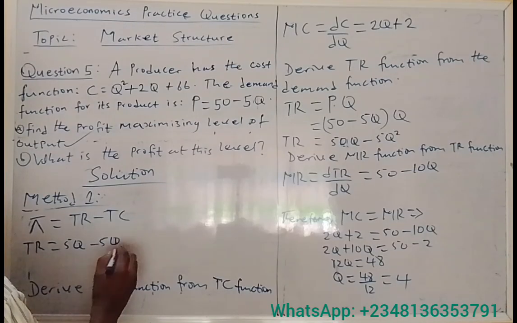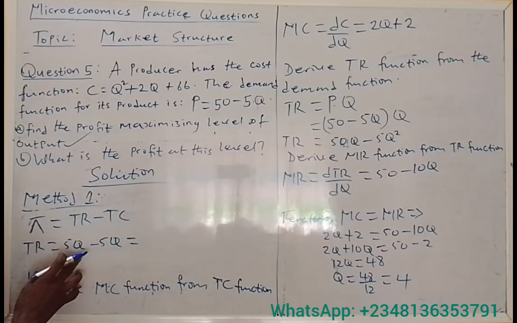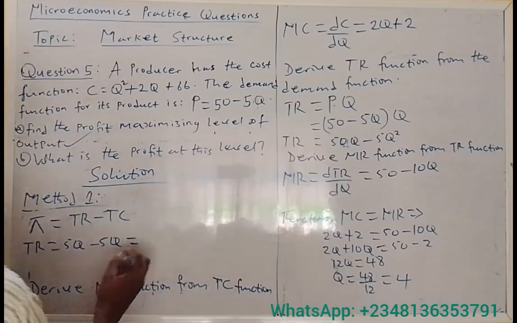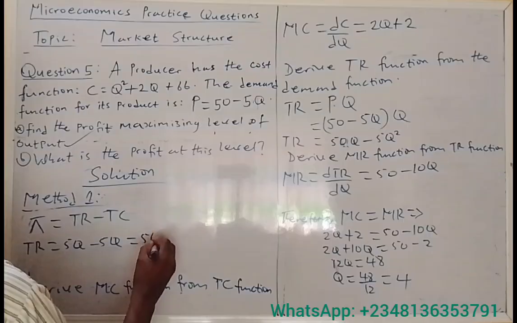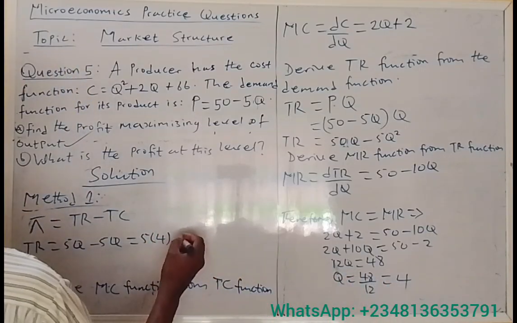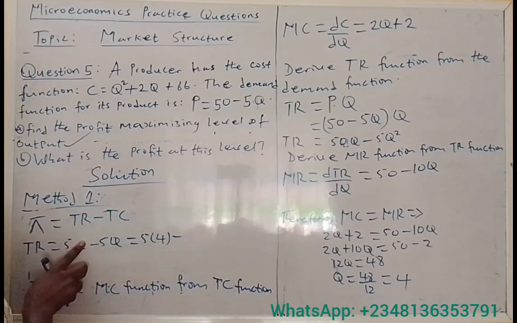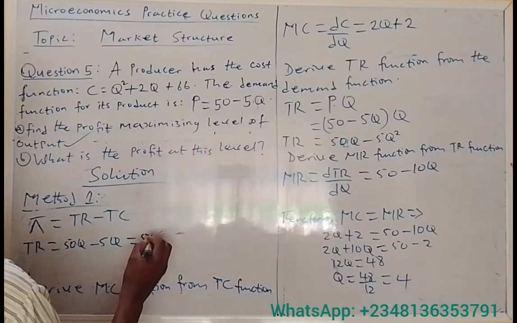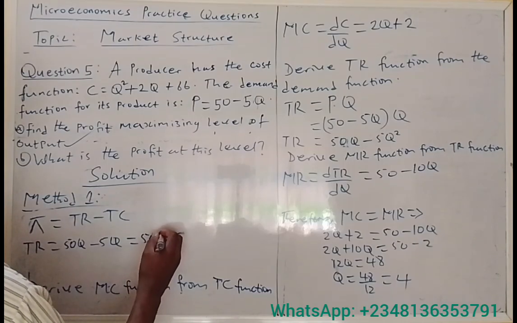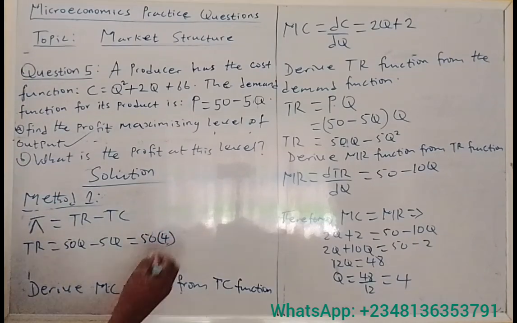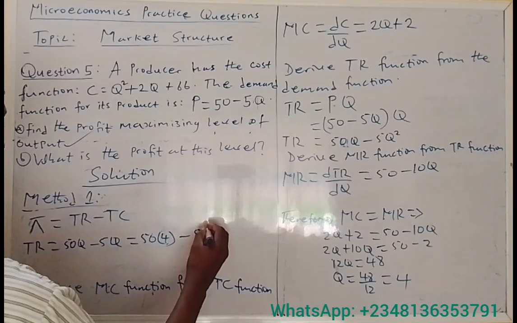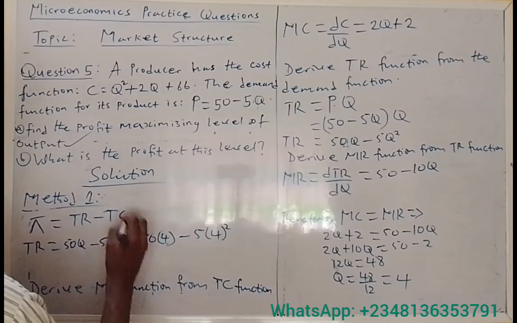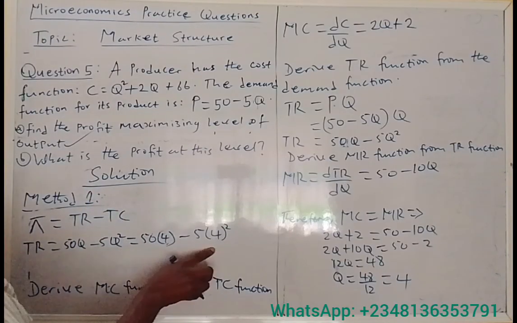The value for this can be derived by substituting the value for Q into this function. Therefore, we have 50 multiplied by 4, which is Q here, then minus 5 times 4 squared. Okay, this is TR.